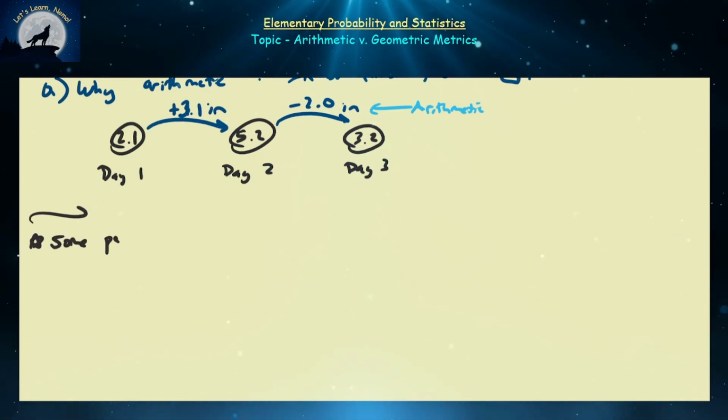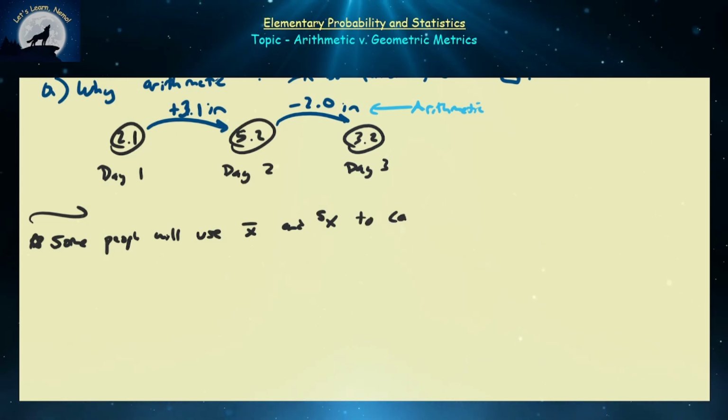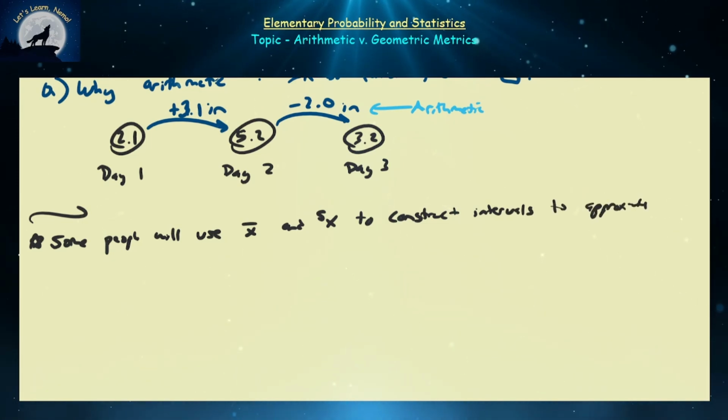So some people will use the arithmetic mean and arithmetic standard deviation, which I'll abbreviate by SX, to construct intervals to approximate or represent sets of numbers.